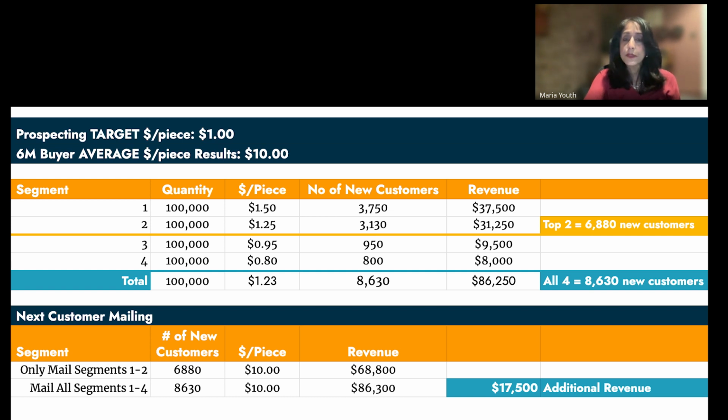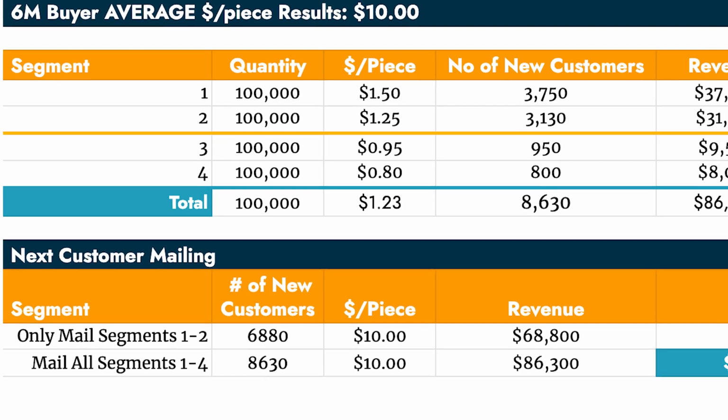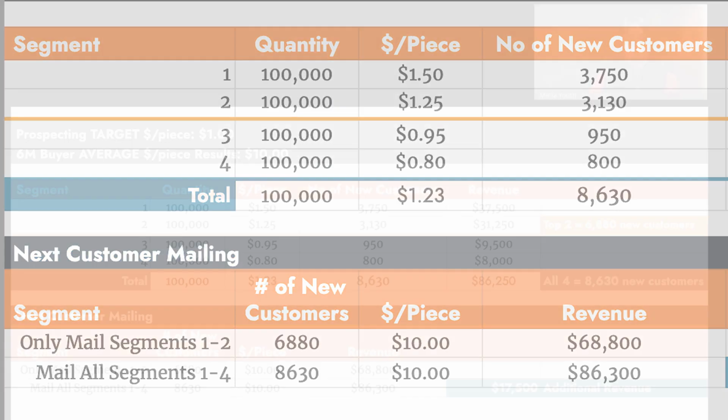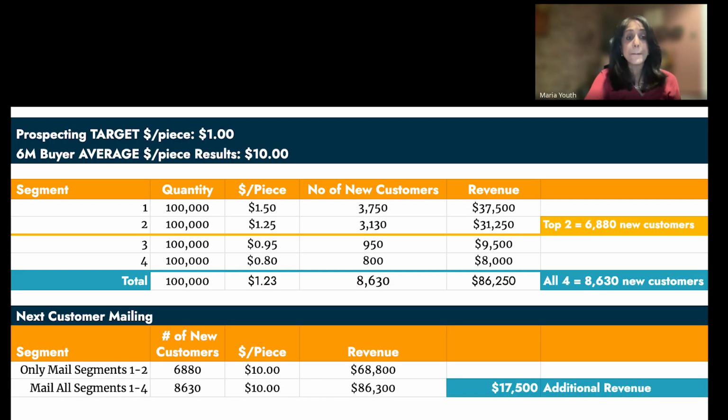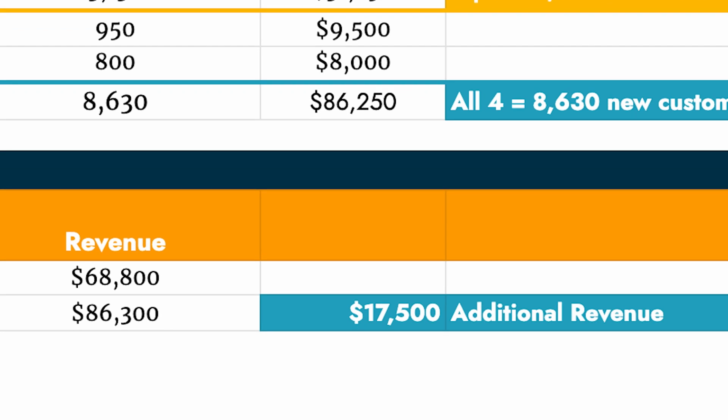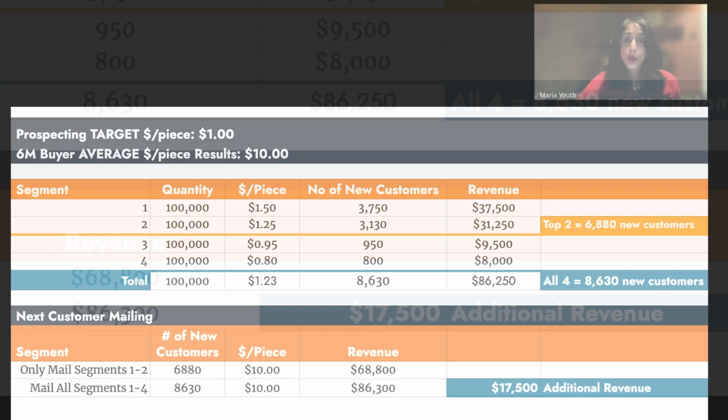This is a simple math problem. If they stopped at mailing segments 1 and 2, they're only going to generate about $69,000 in revenue. If they went with the 8,630, mailing all 4 segments, which combined met their criteria of $1, they're going to bring on $86,000, netting an additional $17,500 in revenue. And that is just for one mailing.